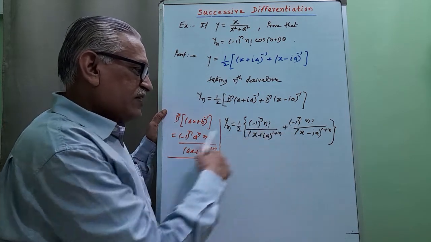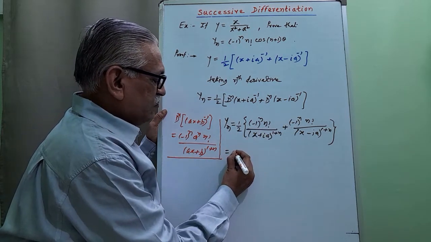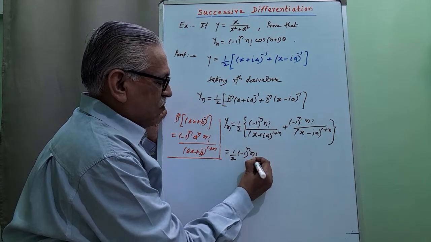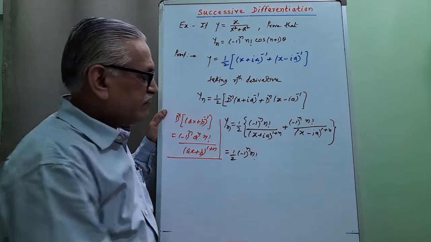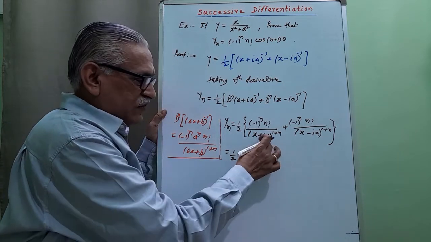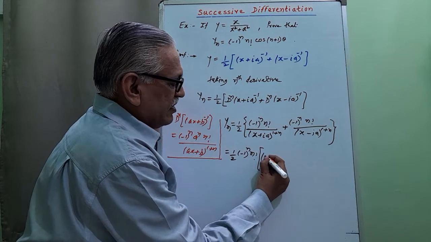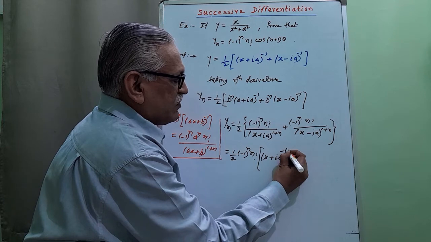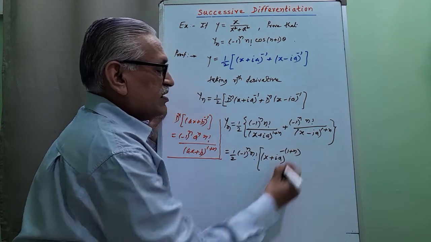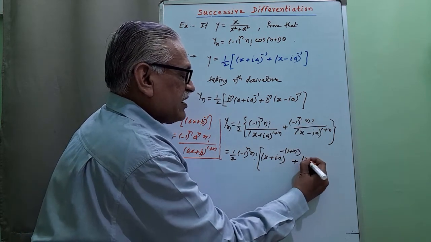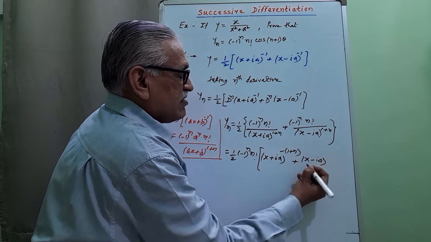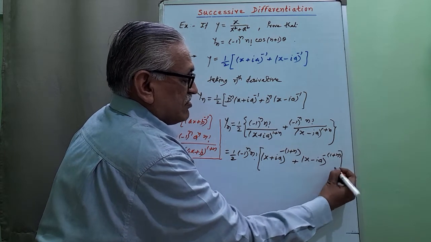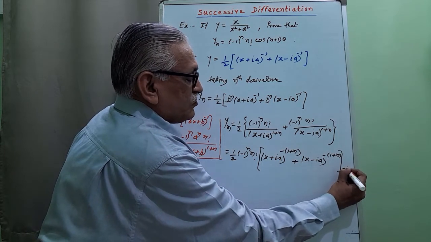Whatever the common term, I will take outside. Therefore, it is 1 by 2 minus 1 raised to n, and n factorial is common. I will take it outside. Then the remaining terms are, transferring this to the numerator, we get (x plus ia) raised to minus of (1 plus n) and (x minus ia) raised to minus of (1 plus n). We call this equation 2.